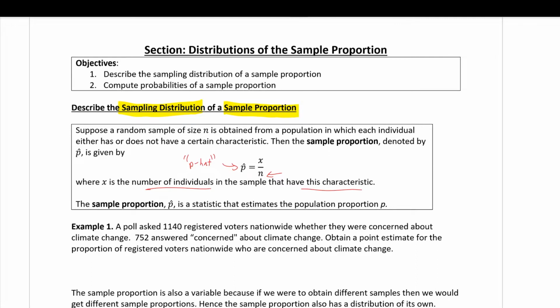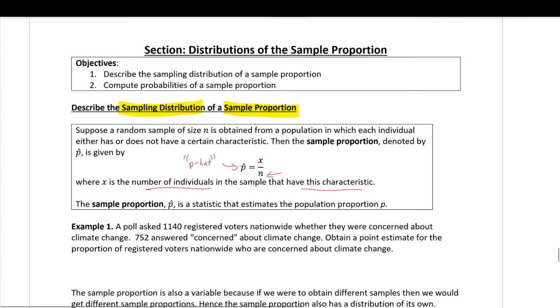For example, if I was interested in figuring out the proportion of left-handed individuals, let's say I have my class of 30 students, and that would be my sample size, and x would be just the number of left-handed individuals. So you can think of this as a percentage of those who are left-handed. One thing to note here is that your x can never be greater than your n, because it's those individuals from the sample that have that characteristic.